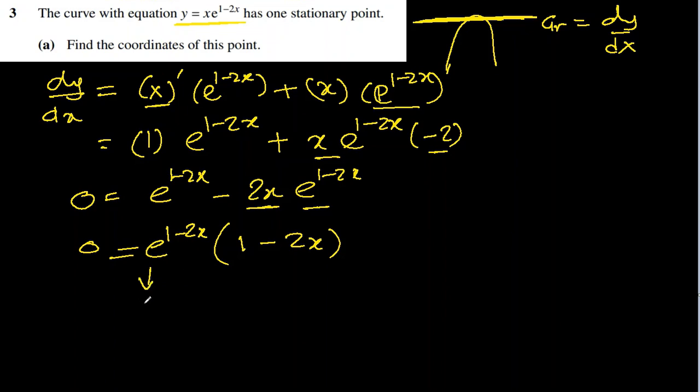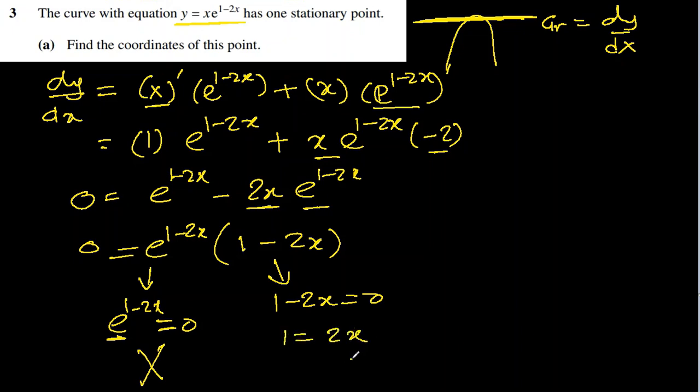By the rules of solving an equation, e to the power 1 minus 2x has to be equal to 0, which is not possible because e is a constant. No matter what the exponent is, its value will never be 0. So this cannot be an answer, and this is the only one that will give us an answer. Let me write 1 equal to 2x. So x equals 1 over 2.